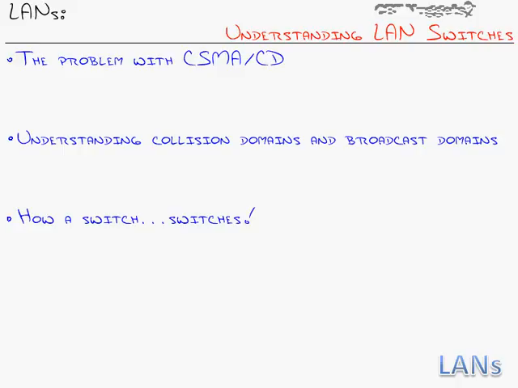We'll then look at collision domains and broadcast domains, what the difference between them is, what their relevance is to our LAN switching world, and why LAN switches implement them so much better than the old days, which is hubs. We'll then wrap up by taking a look at what switches do, essentially how a switch switches.